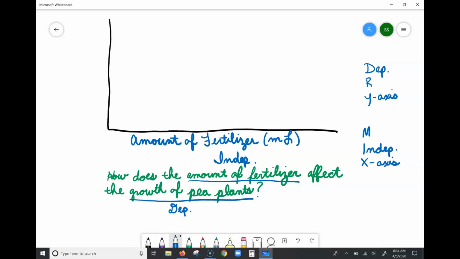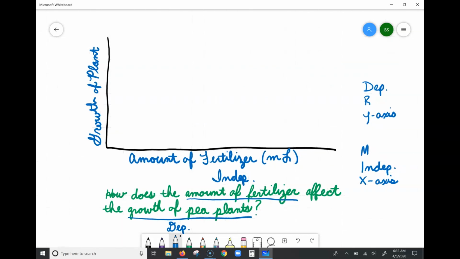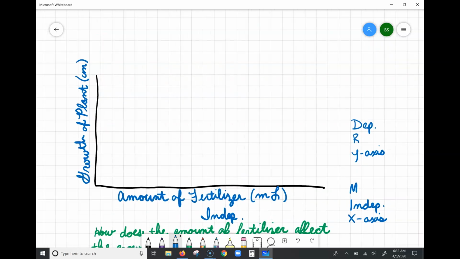Remember that we always put our label in. Whenever we label our axes, you always want to include the units in parentheses. And then the dependent variable, the growth of the pea plant, is going to go on the y-axis. So we're going to put growth of plant here, and that's going to be measured in centimeters. All right, now we've got our axes labeled.